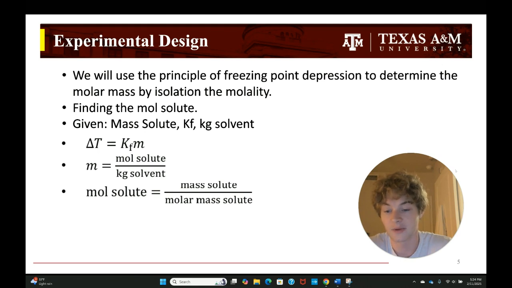Now that we have the molality, we can move down to the second equation. In the second equation, now that we have molality and the kilograms of solvent, which is already used in the experiment, that's 15 milliliters of distilled water, we can rewrite that equation to find moles of solute. Now that we have the moles of solute from the second equation, and the mass of solute from measuring it out in the experiment, we can rewrite the last equation to find the molar mass of solute.